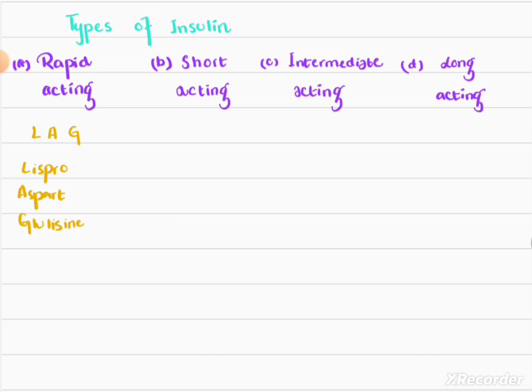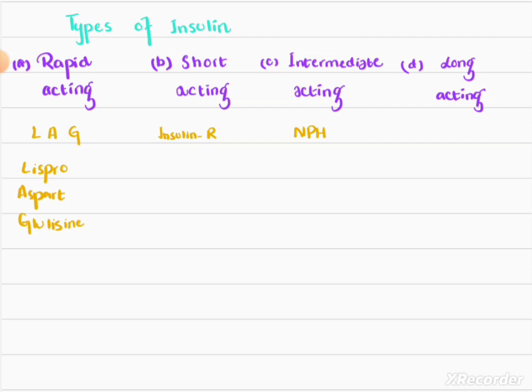Apart from these, there is another insulin which is an inhaled insulin. It also has a very rapid onset of action, and it comes under the category of rapid acting insulin. In the short acting insulin, we have insulin R, also called regular insulin. In the intermediate acting, we have insulin NPH, which is also called neutral protamine Hagedorn. This kind of insulin has an intermediate onset of action. And then we have long-acting insulin.